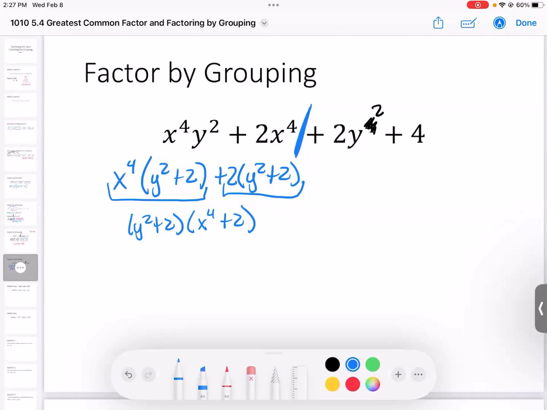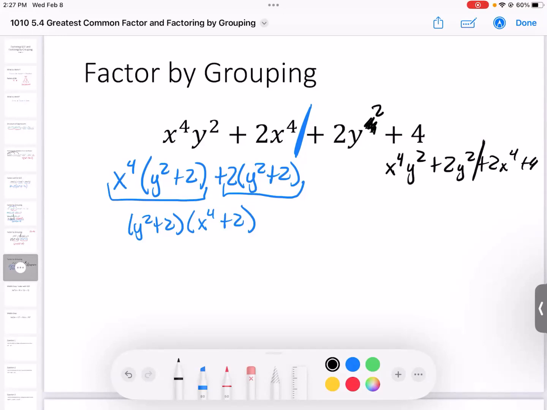Okay. So it matters to some degree, but in some cases it doesn't matter how you group them. In this example, I just grouped them based on the way they were written. But with addition and subtraction, you can rearrange it in whatever order you want. Like it could have been written x to the fourth y squared plus 2y squared plus 2x to the fourth plus 4. Essentially, I just switched the order of those two middle terms.